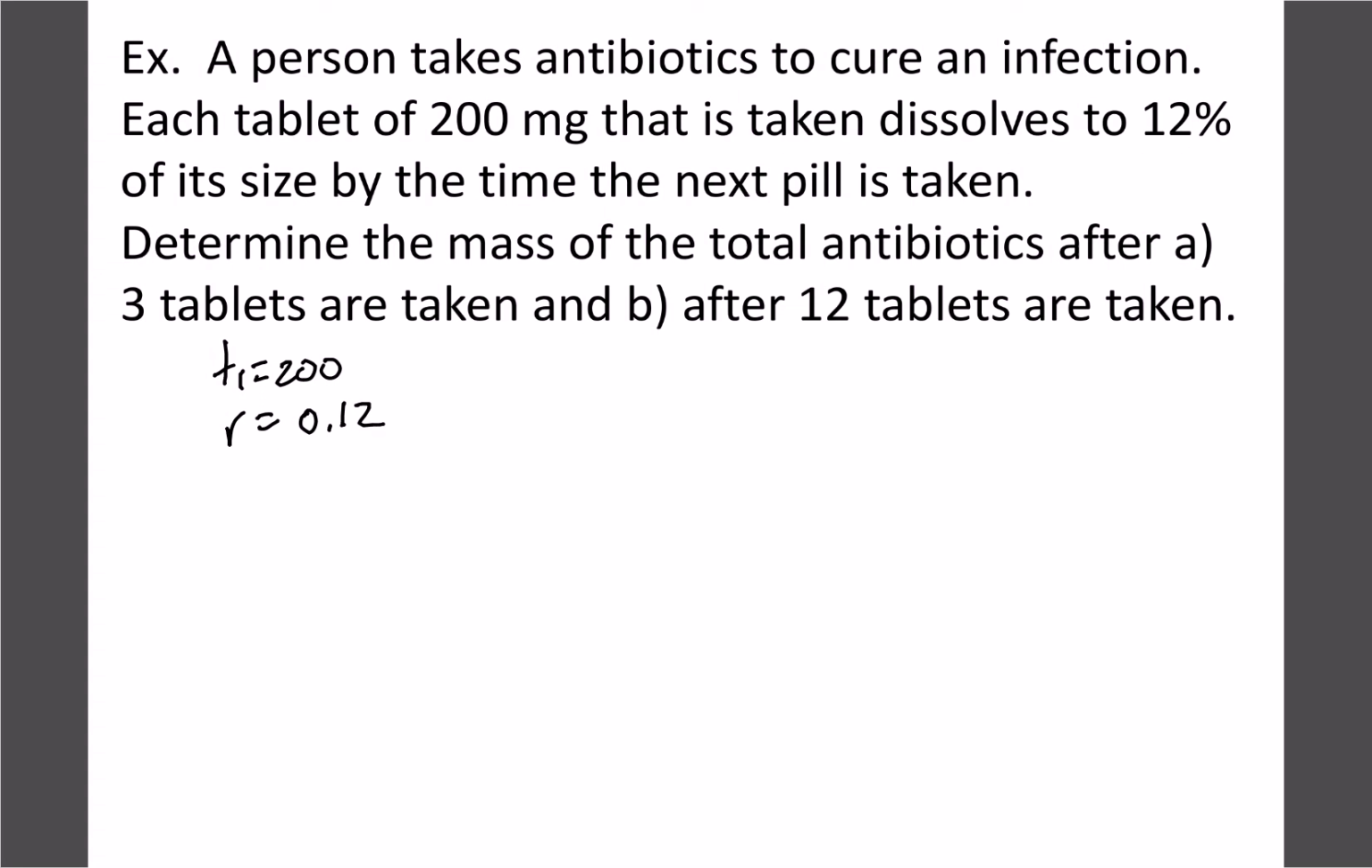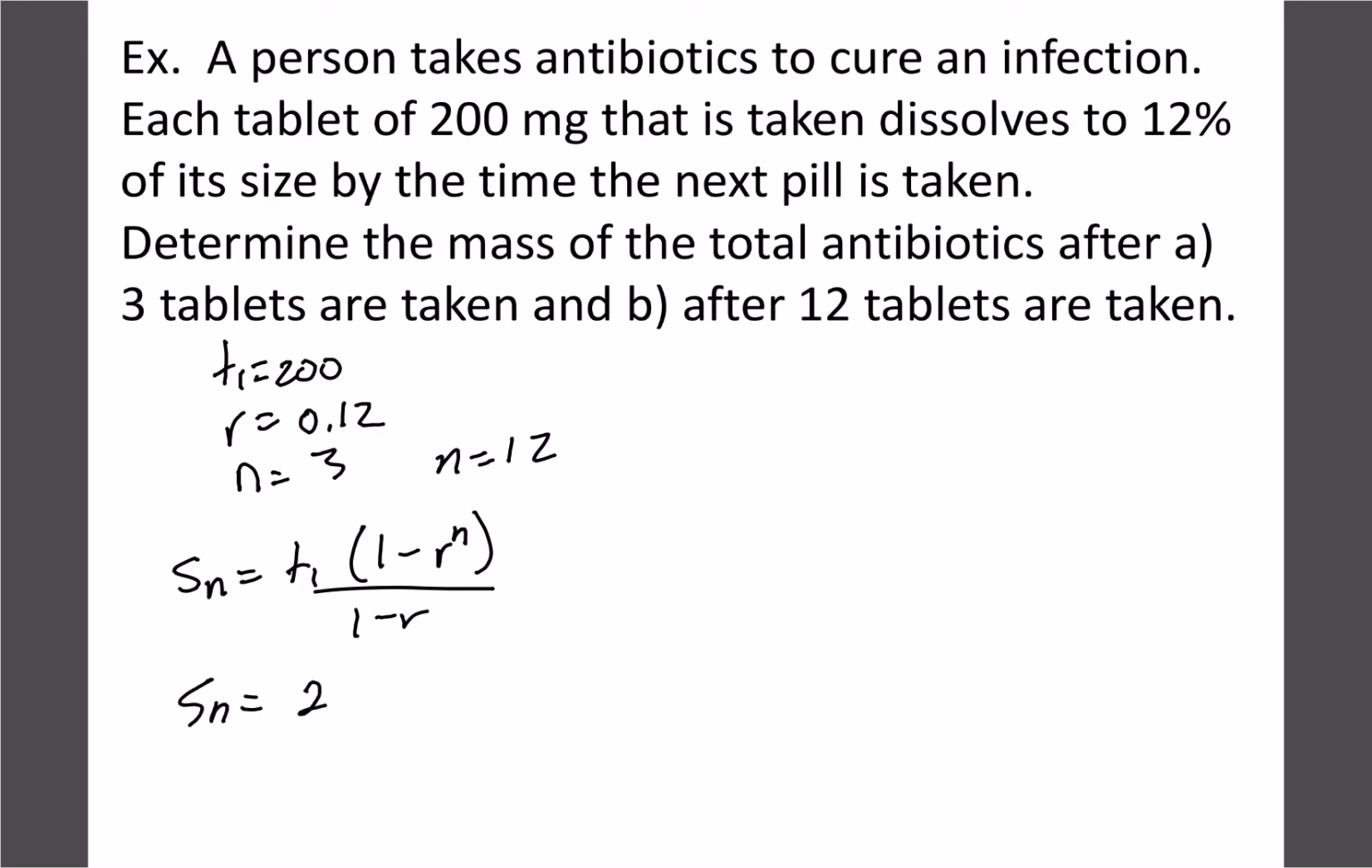We want to figure out what it's going to be after we take 3. How much is totally in your system? The first one we want to do is figure out when n is 3, and then when n is 12. We want the total, so we want to use the S of n formula. Because our R is 0.12, we're getting smaller, so let's use the reverse version: 1 minus R to the n. On our formula, we'd have 200 times 1 minus 0.12 to the 3, and 1 minus 0.12 will be our bottom number, so we can plug all that in.